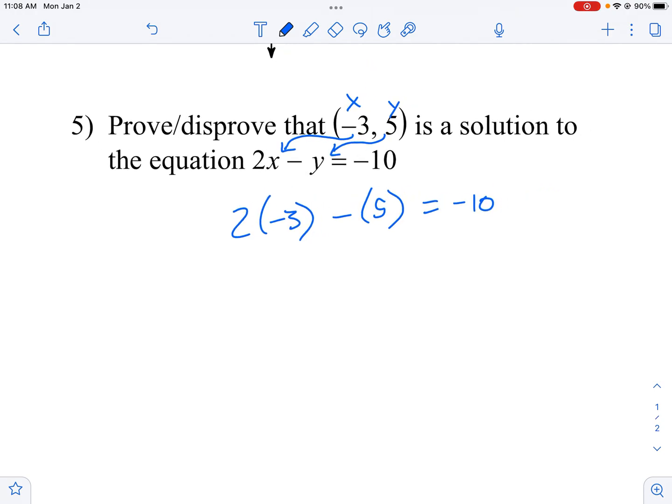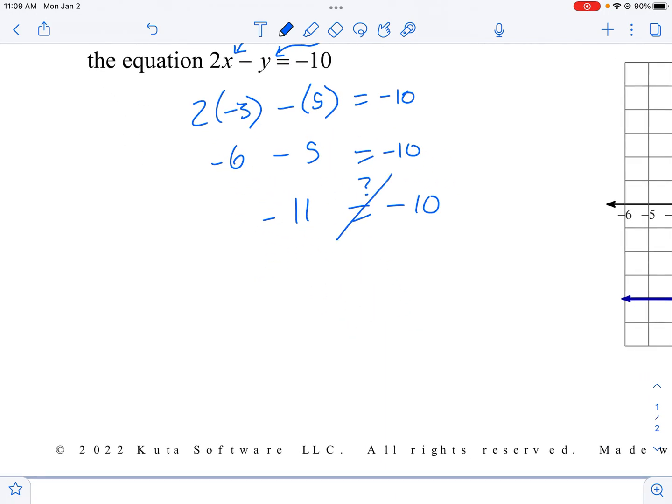Okay, so now we're going to simplify. The right side is just going to stay -10. But the left side, see, 2 times -3 is -6. And then we need -5. -6 minus 5 is -11. And you have to decide, does that equal -10? And the answer is no. So we're going to say not a solution.